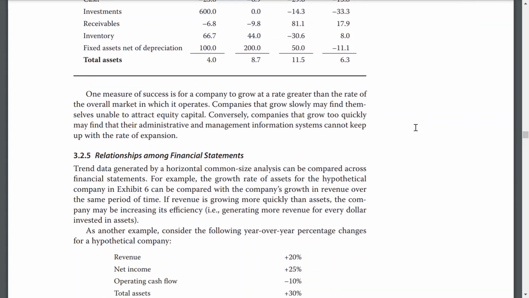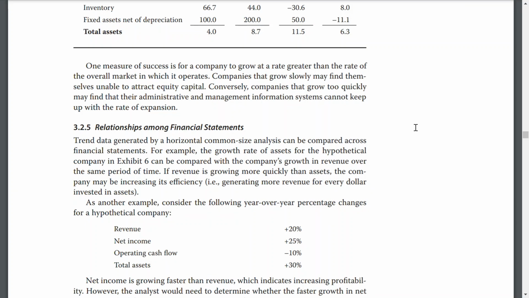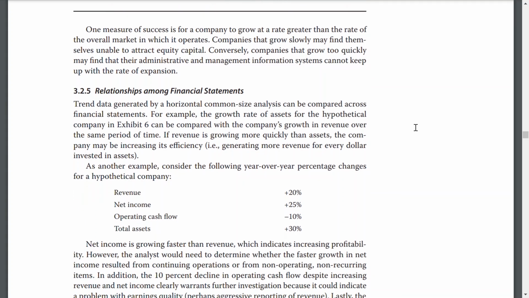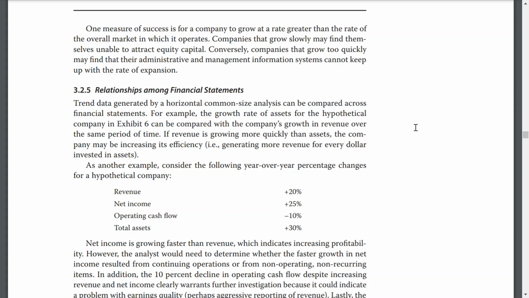One measure of success is for a company to grow at a rate greater than the rate of the overall market in which it operates. Companies that grow slowly may find themselves unable to attract quality capital. Conversely, companies that grow too quickly may find that their administrative and management information systems cannot keep up with the rate of expansion.